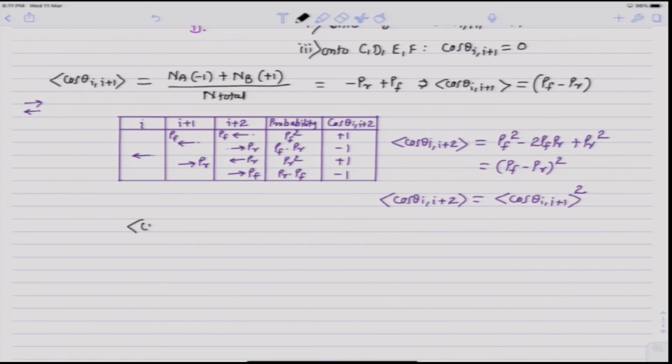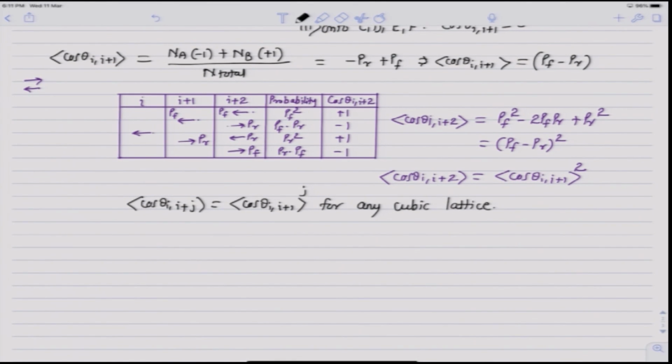So, we have shown cos theta I plus j is equal to cos theta I plus 1 to the power j for any cubic lattice. This is important because when I have to consider cos theta I plus j, I have to consider combination of every jump with every other jump that occurred after it. But if I have to consider only cos theta I plus 1, I have to consider only successive jumps of the atom.